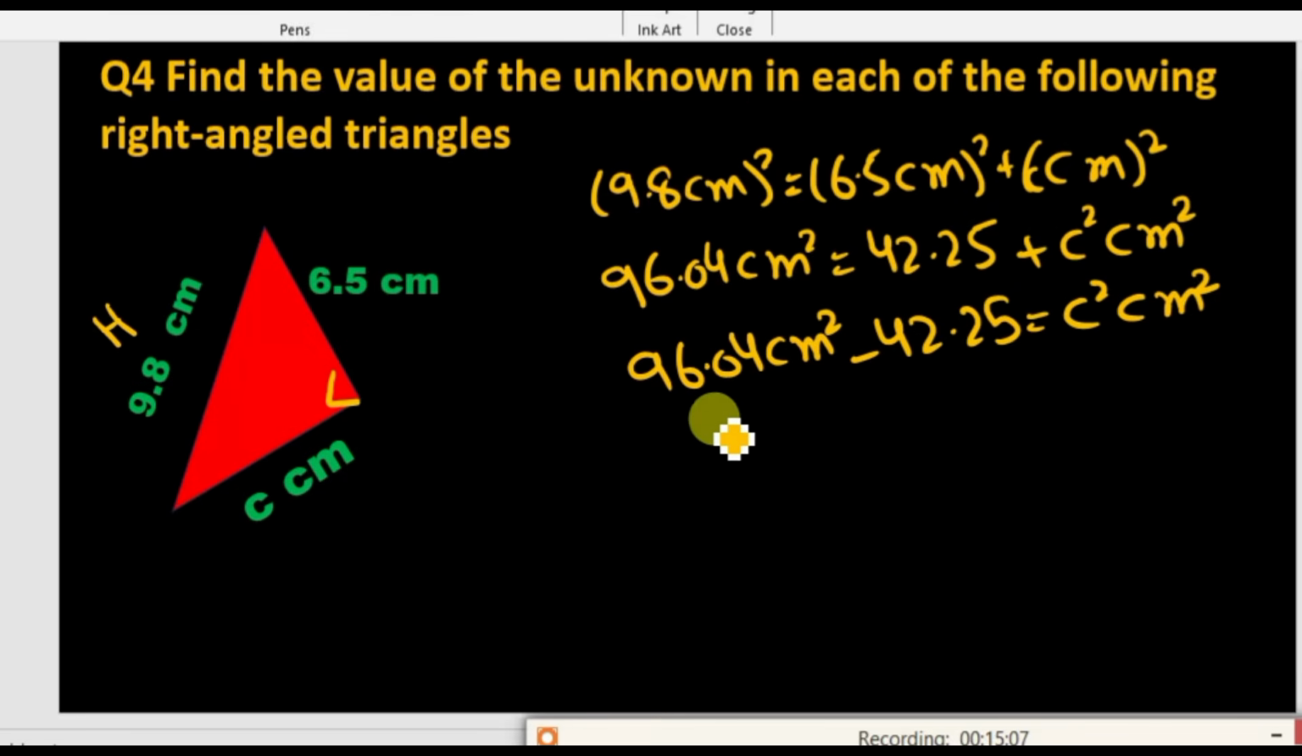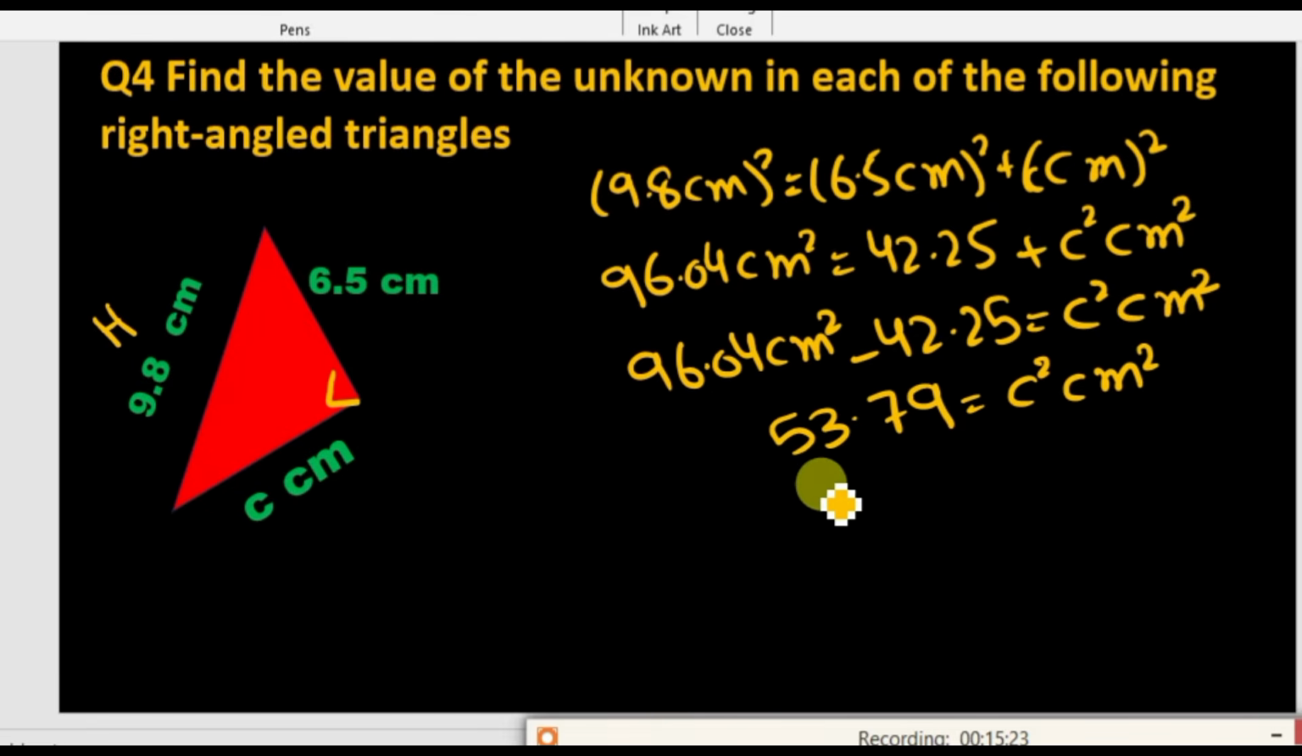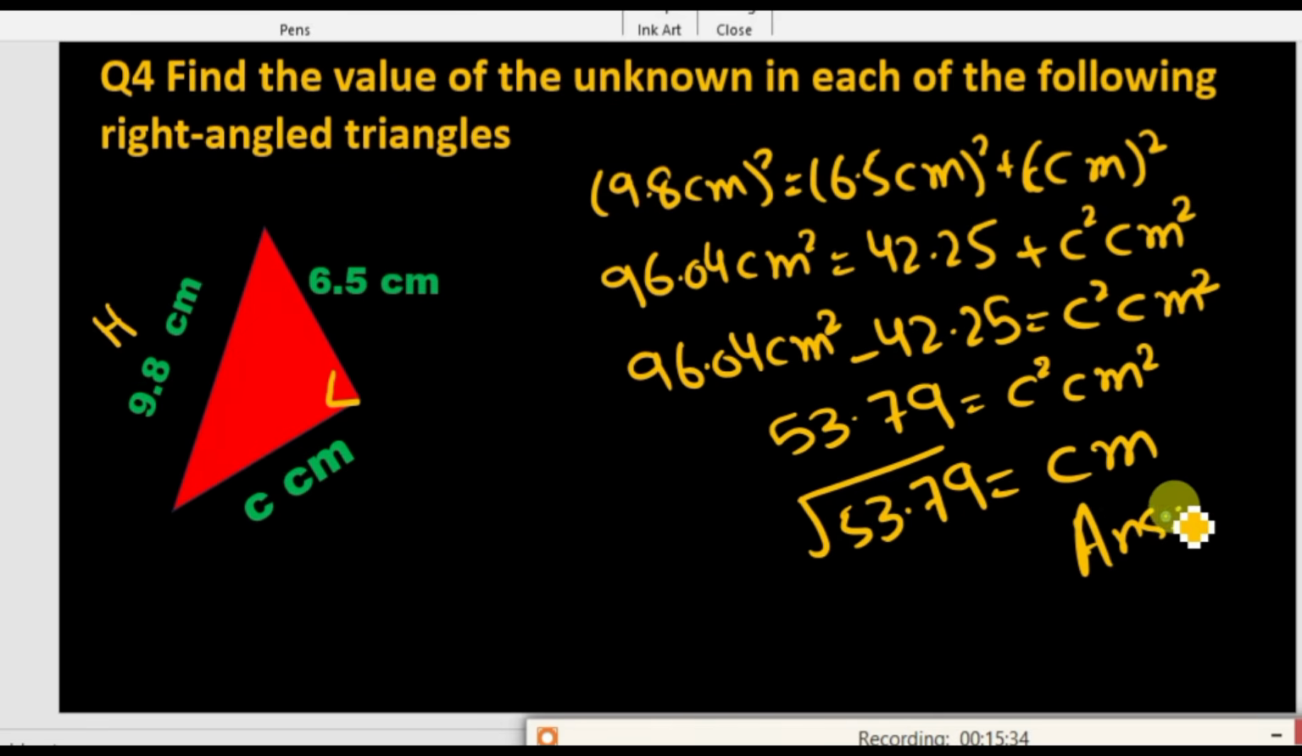Both numbers are minus: 96.04 minus 42.25. The result is 53.79 is equal to C square centimeter square, and the square root is difficult. When you apply the square root, the answer will be in decimals, so you can leave it because you are not allowed to use a calculator. Then the square root of 53.79 is equal to C centimeter. This is your final answer. It's C centimeter.